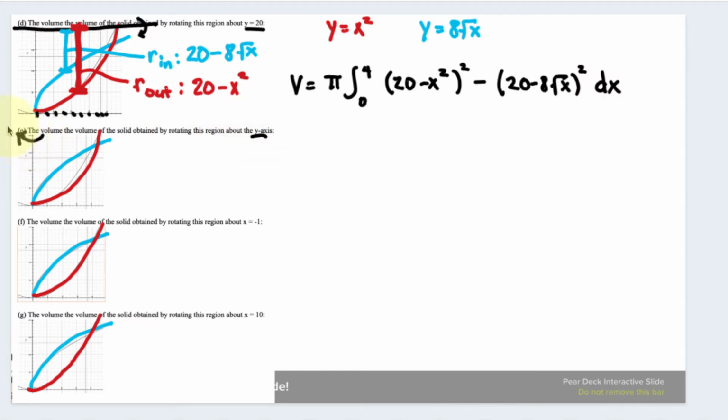All right, now in the next one, we are rotating around the y-axis. So now we're going this way. So perpendicular is going to be dy slices. So that's going to change things up. What are my new bounds going to be? Let's go back for a second.